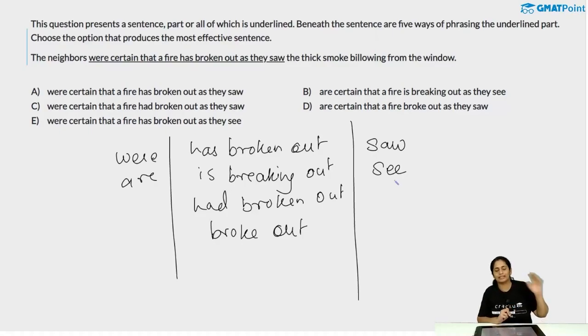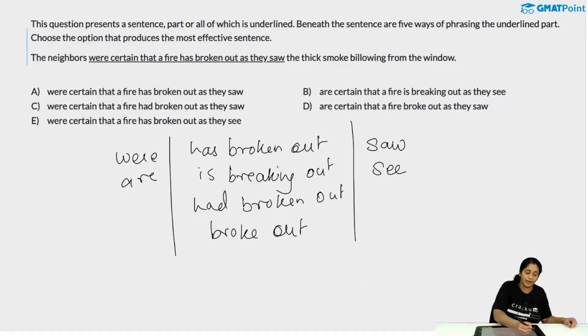Before we actually proceed any further, let us take a look at what this question is about. This question is about tense consistency. There are multiple tenses in this particular sentence, and we have to choose the correct tense format. Were is simple past, are is simple present. Has broken out is the present perfect form of the verb. Had broken out is past perfect. Is breaking out is present continuous. Broke out is simple past. So essentially we have to choose the correct tense format.